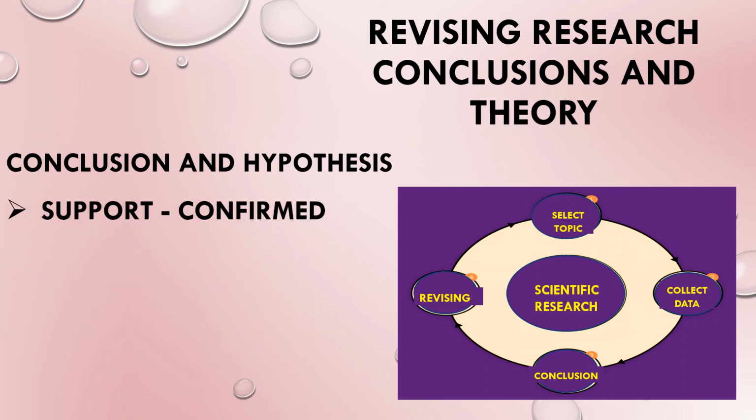If the conclusion supports the hypothesis, then it is confirmed. If it doesn't support, then it is not confirmed and the researcher needs to revise or make an alternative hypothesis. Then we need to collect data again, test it again, and the same process continues. If the conclusion matches our hypothesis, then our hypothesis theory is correct.